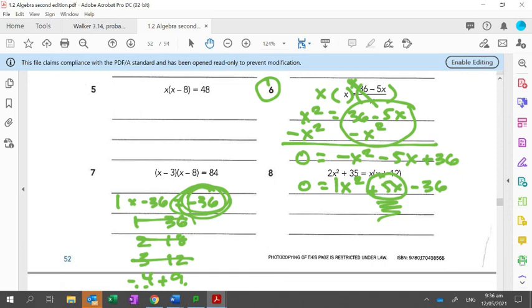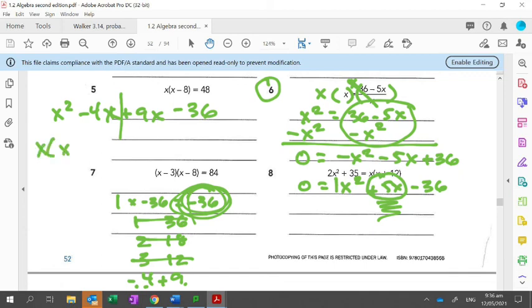So now that I have the numbers, I'm going to simply replace that term, that positive 5x, with negative 4x and positive 9x. Remember to put your x's back in. Could I have reversed those two numbers? Absolutely. It's a foolproof method. So if you had put 9x minus 4x, as long as you get the signs right, the order of them doesn't matter. Okay?